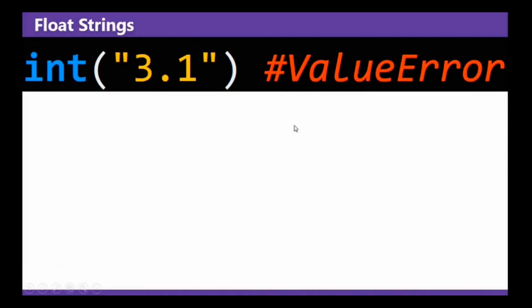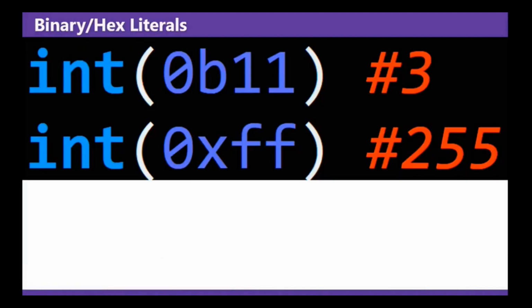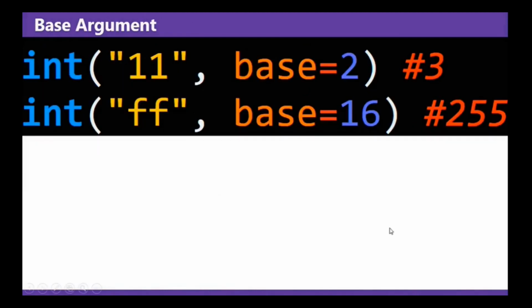If you pass in a string that looks like a float, it results in a value error. If you pass in binary or hexadecimal literals, they get converted to their regular base 10 counterpart. The key to making sure the numbers are binary or hexadecimal literals and not strings are their 0b and 0x prefixes, respectively. Finally, if you pass in strings that represent an integer in a different base, then pass in the base you're working with as a keyword argument, and that will get converted to its regular base 10 counterpart.